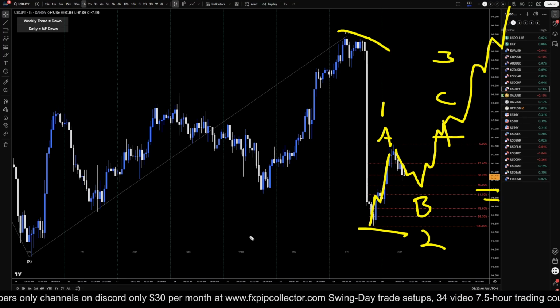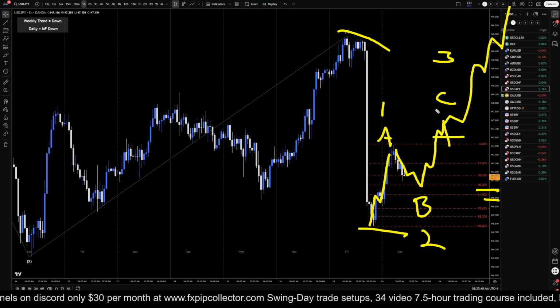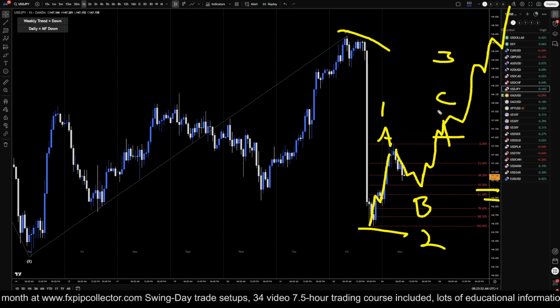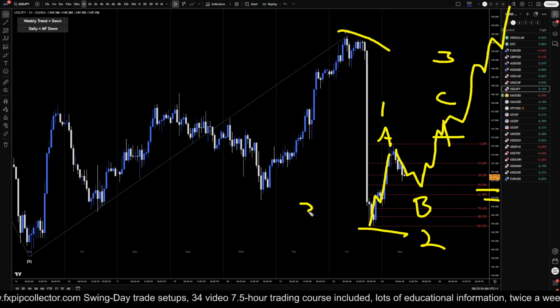So probably the best thing for us to do is if you do get long, then you would hopefully be trying to learn and earn by watching your structure and Fibonacci levels, whether you're looking at a wave 3 or a wave C.